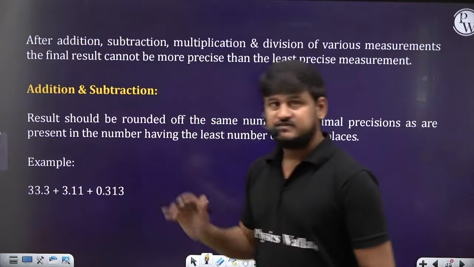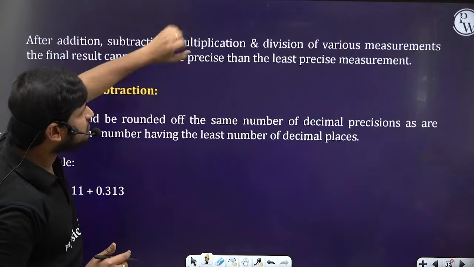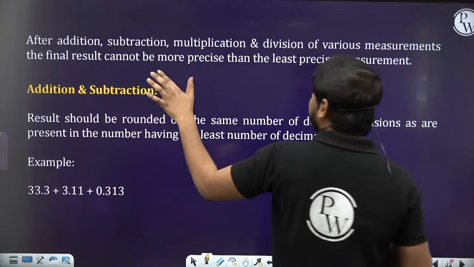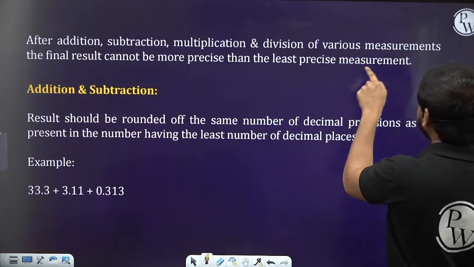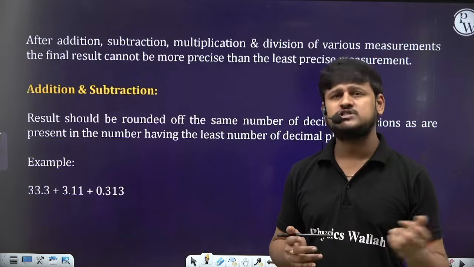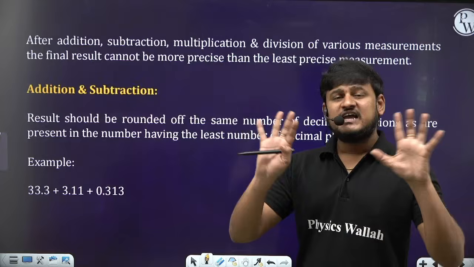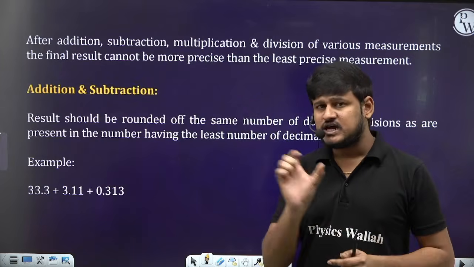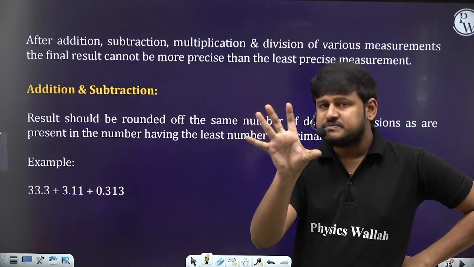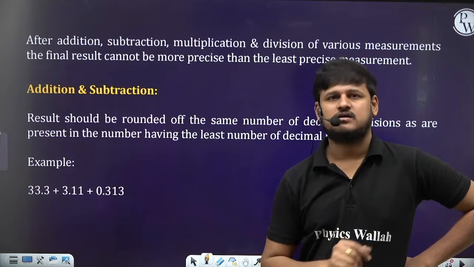So this part is very, very important. Here we are going to see, after addition, subtraction, multiplication and division of various measurements, the final result cannot be more precise than the least precise measurement. So we are adding some significant figures, which include decimals or non-decimals, whatever. The final answer will not be more precise than whatever the least precise is in the given terms.